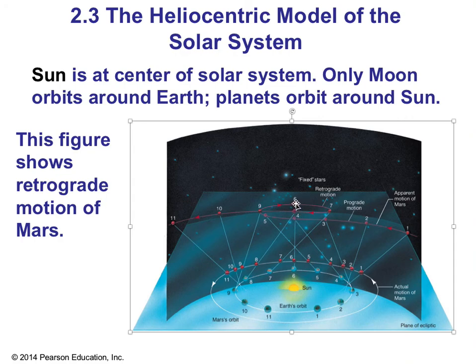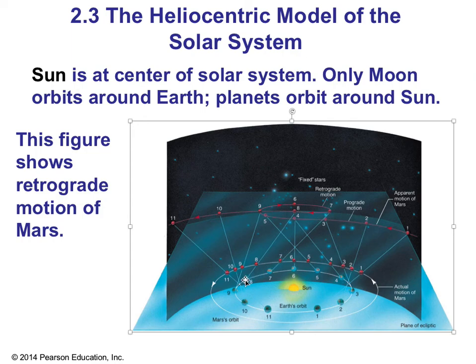And now if you notice, between position 5 and 6 on the apparent motion of Mars line, it appears that Mars began to move backwards, again from our perspective, seeing it from Earth. Position 7, Mars continues to move backwards as it's seen from the observer's perspective on Earth.